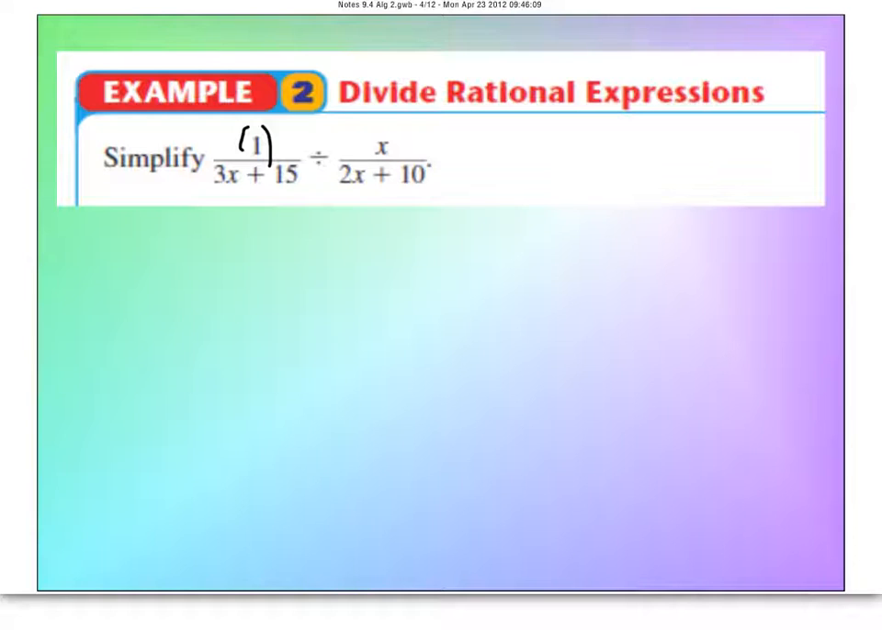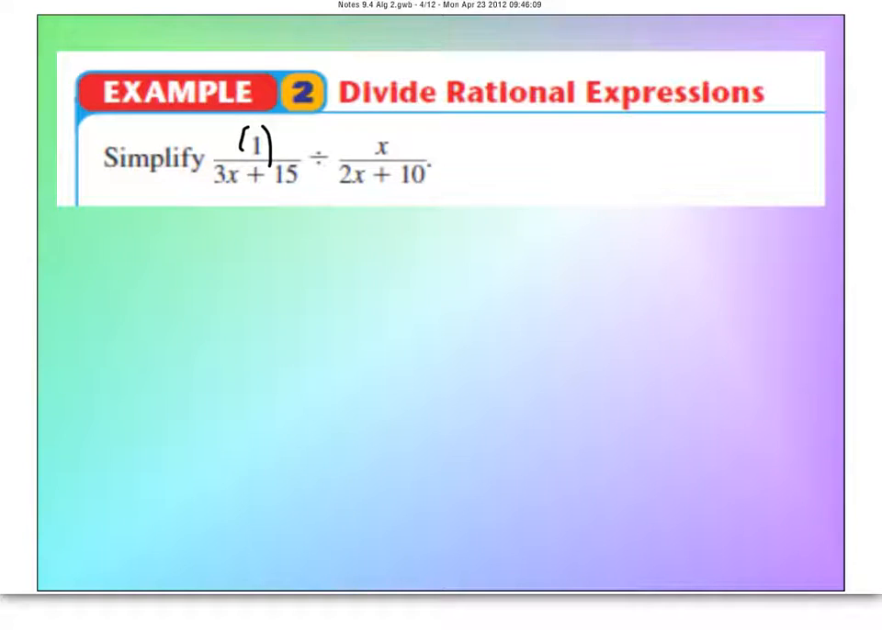I'll keep the 1 there, and I'm going to pull the 2 out of here. So if I pull 2 out of there, 2 divided by 2 is 1x. 10 divided by 2 is 5. Okay. On the bottom, I'm going to pull a 3 out of here. 3 divided by 3 is 1x. 15 divided by 3 is 5. And don't forget there's a single x sitting there.